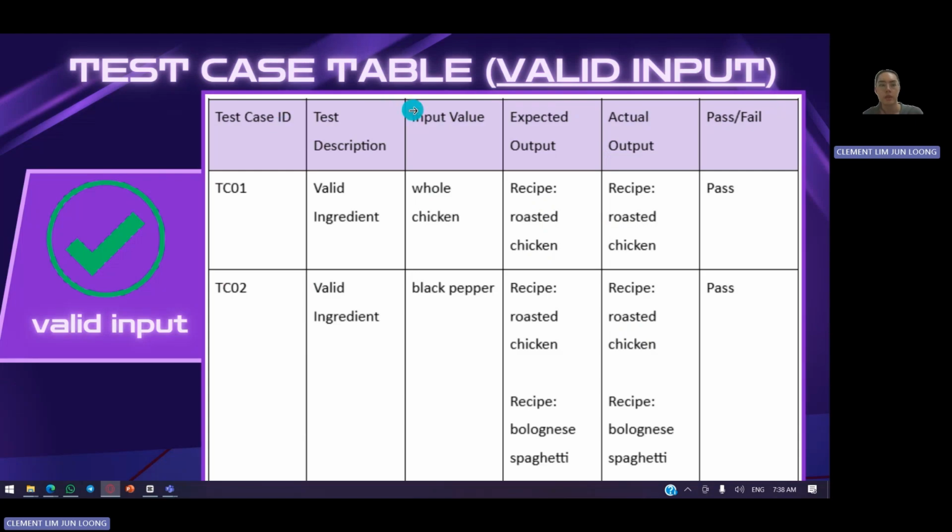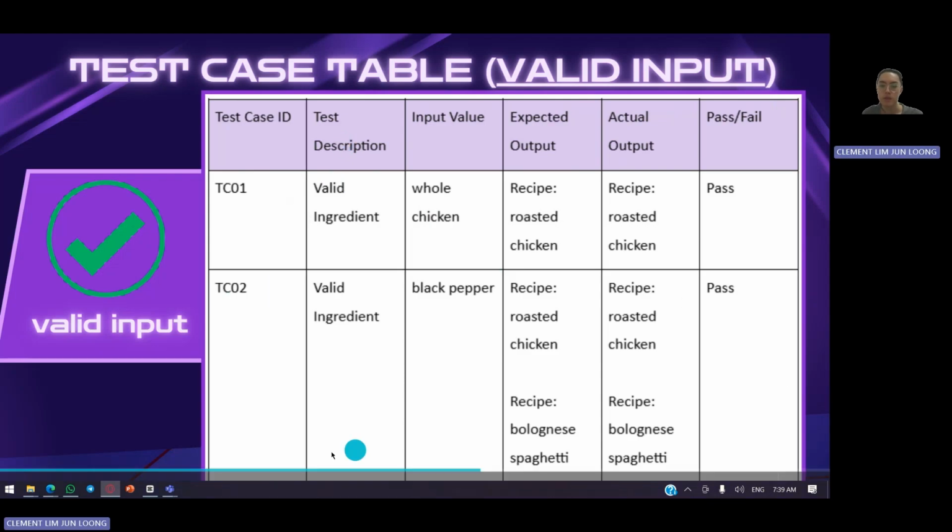Test case table. Here we have the valid input for the test case table. So we're just going to look at this one. Test case ID TC01 to identify, and then the test description, we put in a valid ingredient. For the input value, we put in whole chicken, and then we expect the output to be recipe roasted chicken and actual output to be the same as the expected output. So this means that this is pass. This passes the test case.